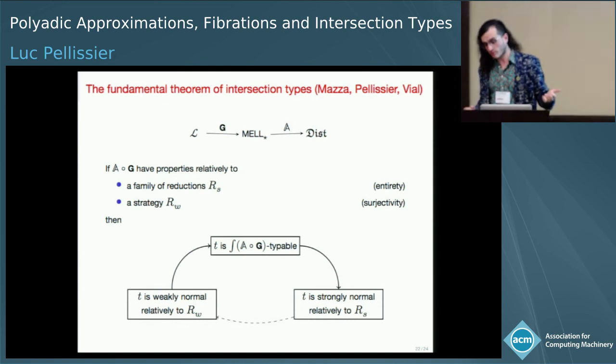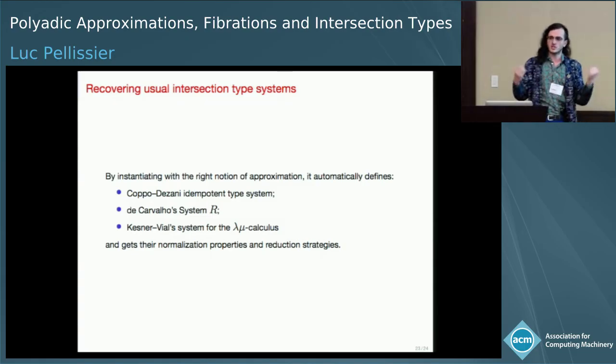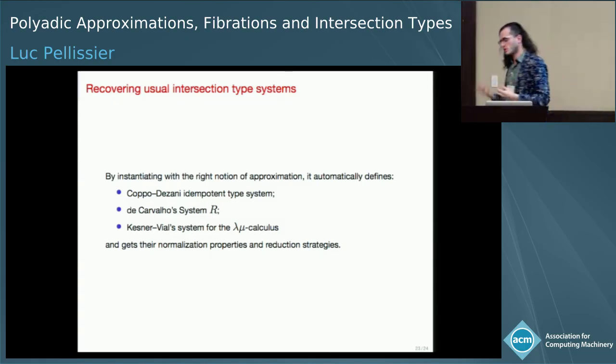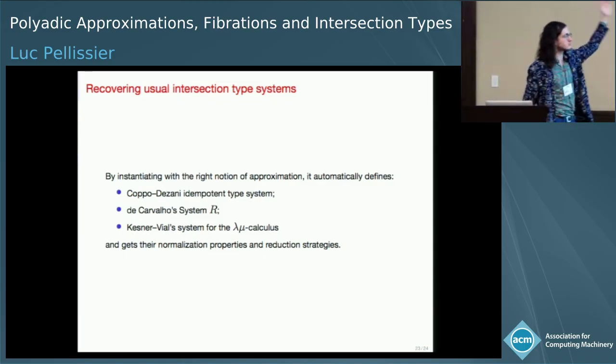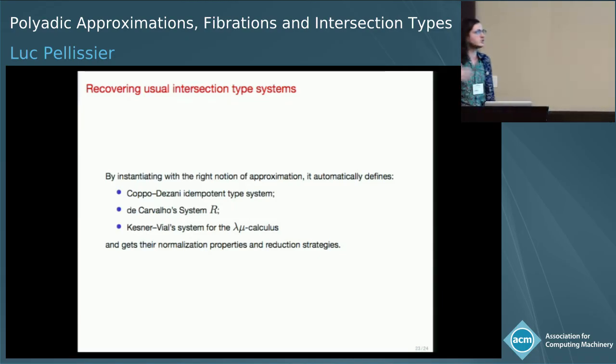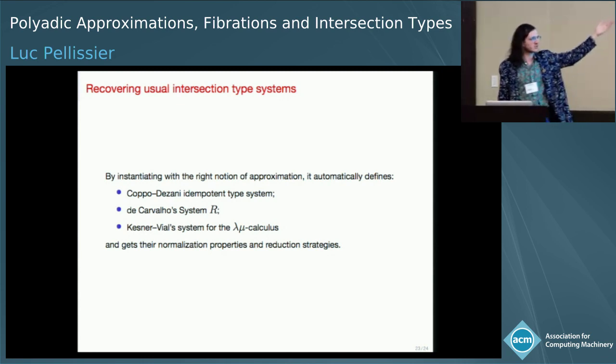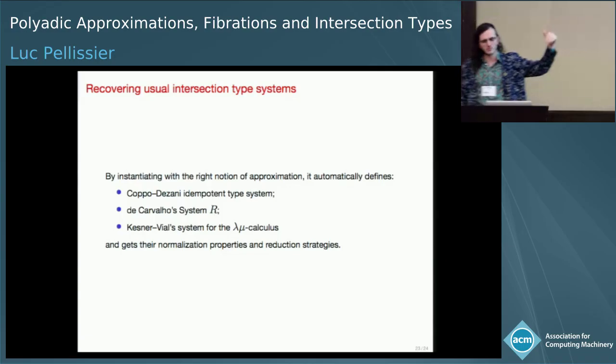And, well, this theorem is useful because it allows us to recover usual intersection type systems together with their normalization theorems and the strategies that are well known to be complete for them. So we can recover, when applied to the lambda calculus translated into MELL by the Girard translation, and using an idempotent polyadic calculus, Coppo and Dezani's original intersection type system. When we use a non-idempotent one, we get the Carvalho system R.